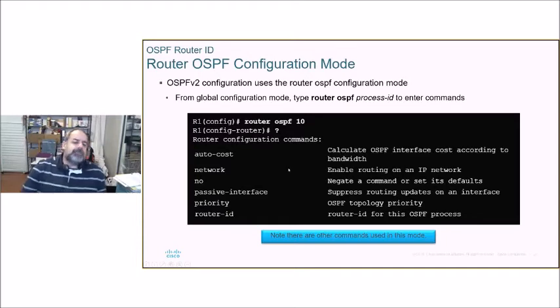But anyway, once you're in router config mode, what options are available? So the old question mark. There's auto cost, which we'll talk about a bit later. It's a way of modifying how the cost is calculated. Network commands, as you've done previously as well. They are slightly different with OSPF, and we'll cover that as well. Of course, there's no. Passive interface works the same. There's priority. There's the router ID command, which of course we have done in EIGRP as well. And there's also default information originate, things like that as well.